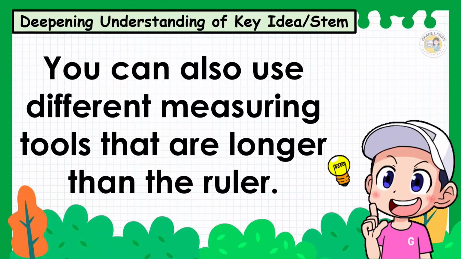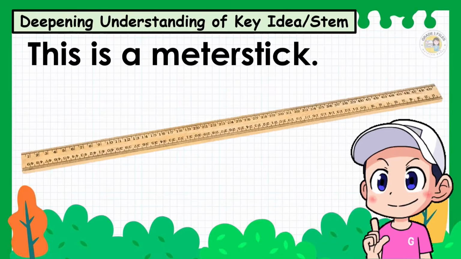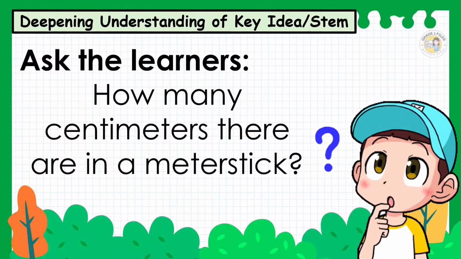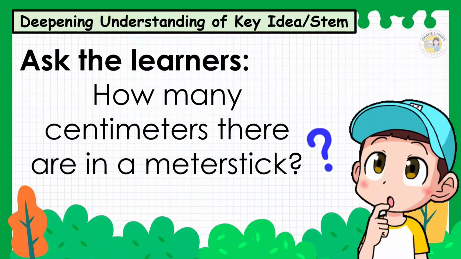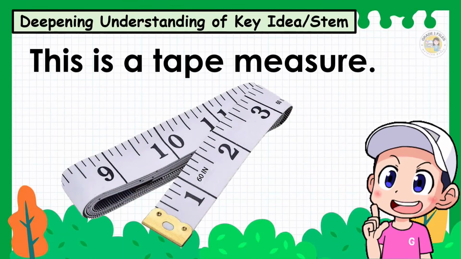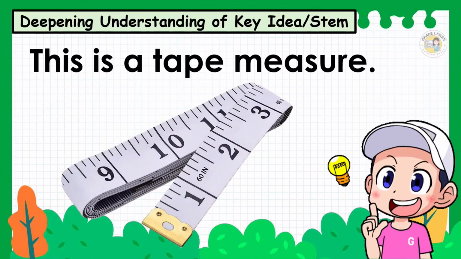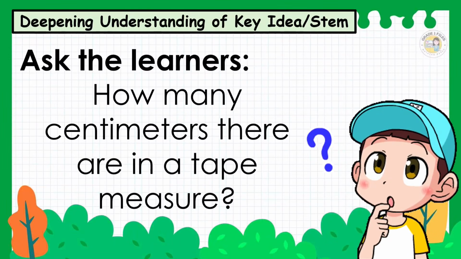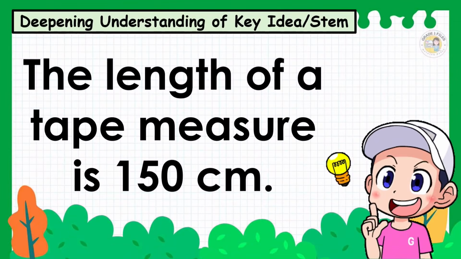You can also use different measuring tools that are longer than the ruler. This is a meter stick. How many centimeters there are in a meter stick? The length of a meter stick is 100 centimeters. This is a tape measure. How many centimeters there are in a tape measure? The length of a tape measure is 150 centimeters.